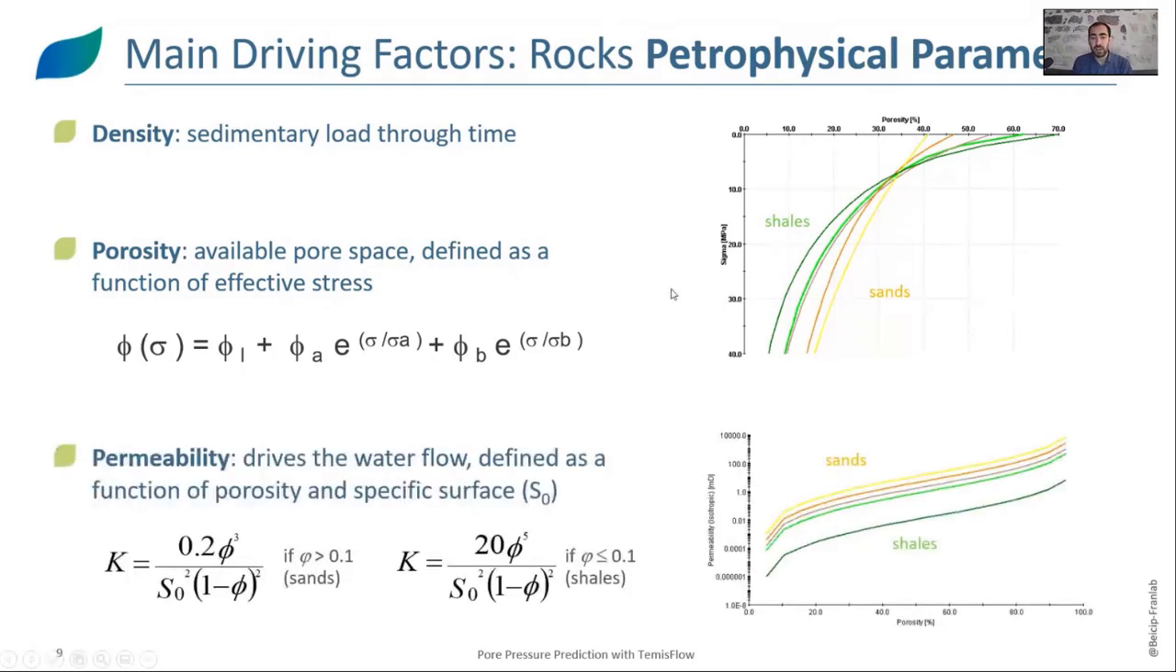The other parameter that needs to be taken into account is the permeability, which drives the water flow and which is usually defined as a function of porosity and specific surface, where the specific surface is the contact that you have between grains per volume of rock. So it's the surface in contact per cubic meter. Here, for example, we have the Kozeny-Karman law that defines the permeability with porosity, and here you see the permeability trend for sands or for shales.